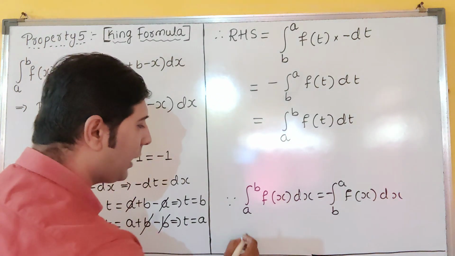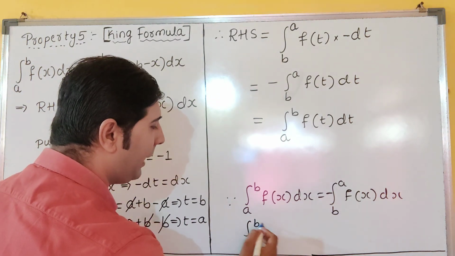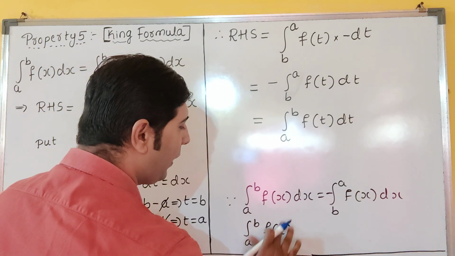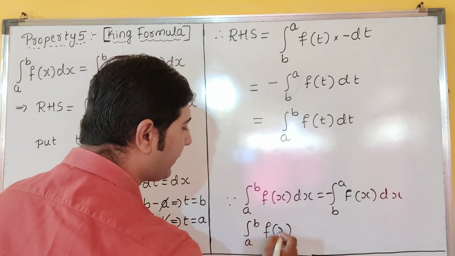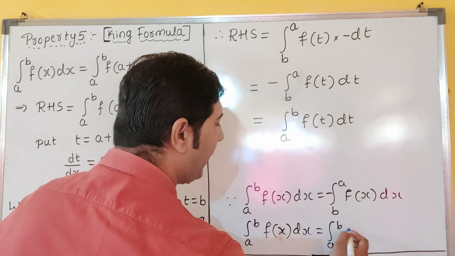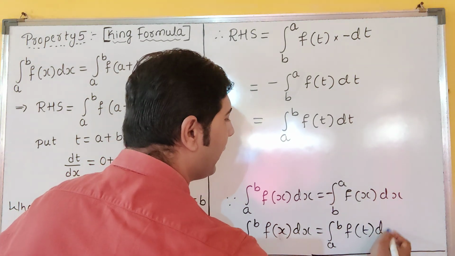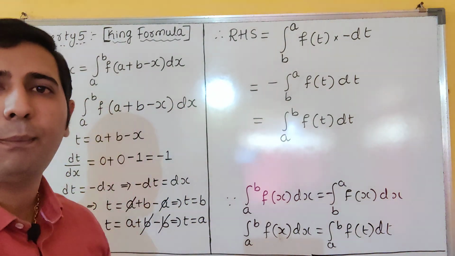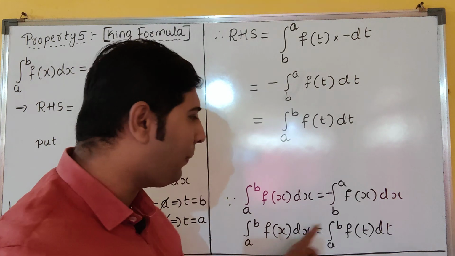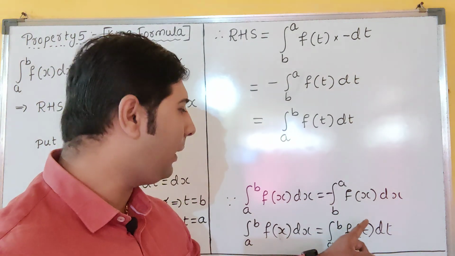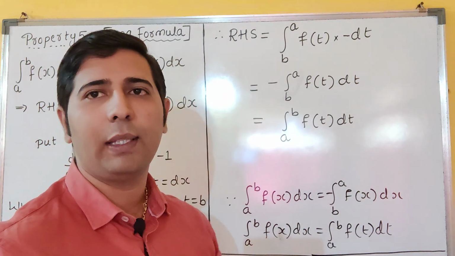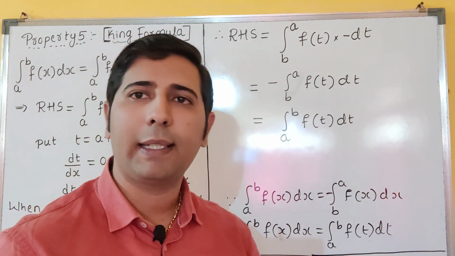Now see, property number 1 says what? You know? Integration a to b f of x into dx is equal to integration a to b f of t into dt, dear students. This is what property number 1 says. What is the difference, you know? In place of x we can put t, or in place of t I can put what? x. So there is no change. Understood? Property number 1 says that only.